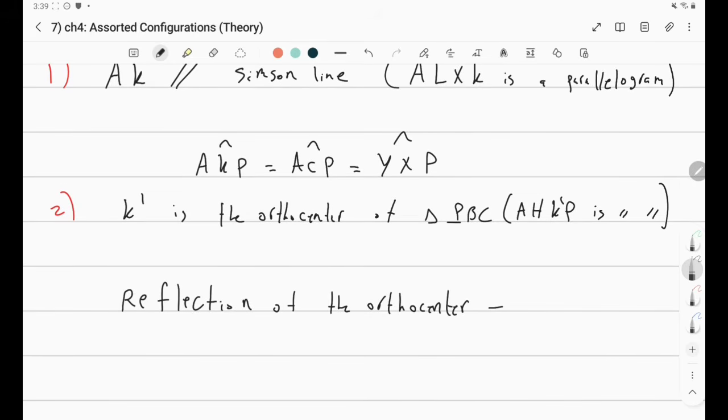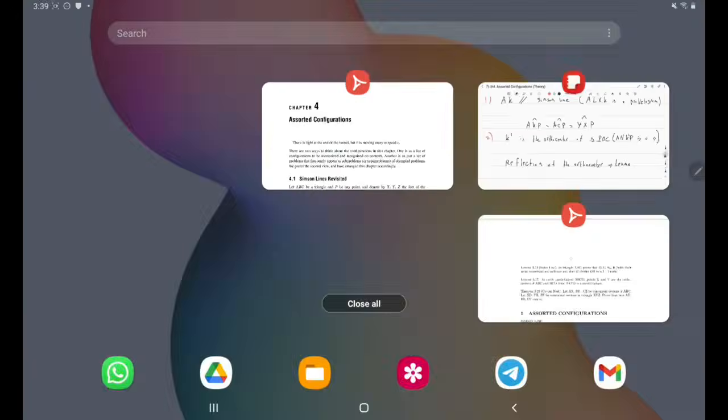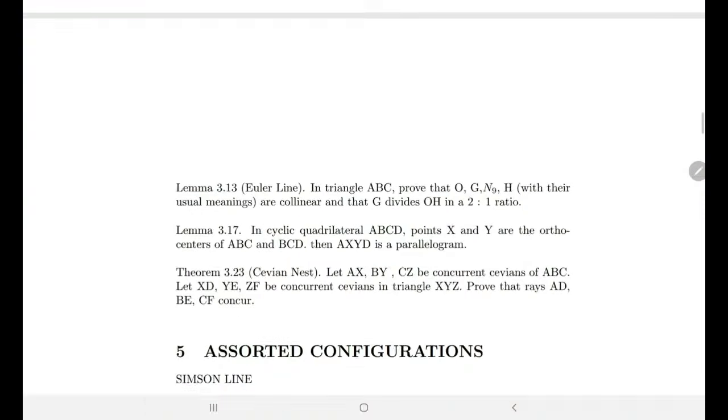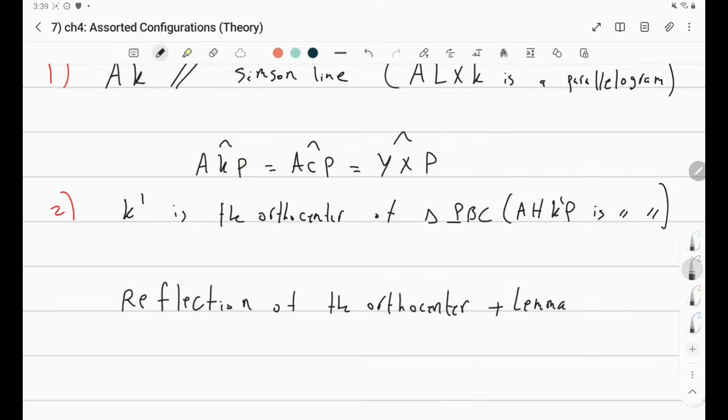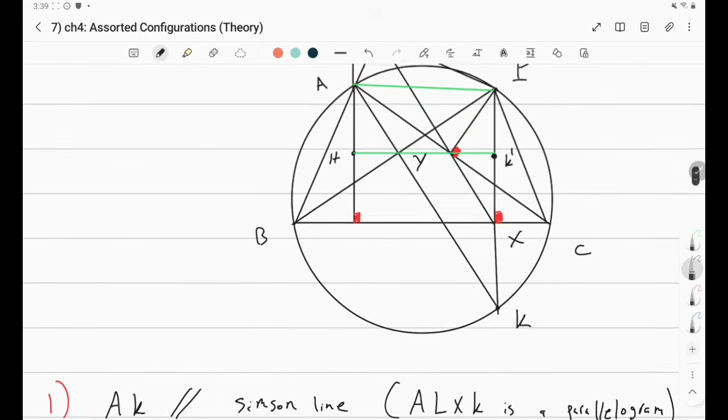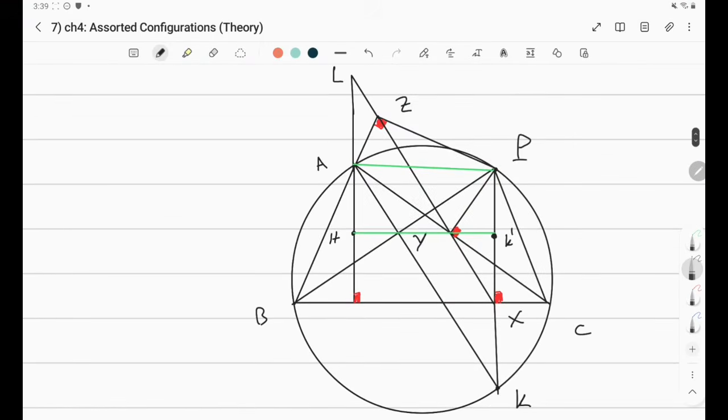Okay, of course to prove this, I will just give a reference to that lemma, because it's literally an application of that lemma. I think that lemma was called 3.17. So just keep that in mind. Okay, we're done with that as well.